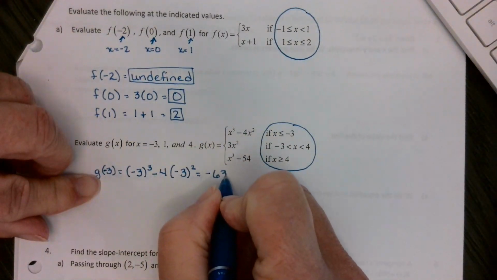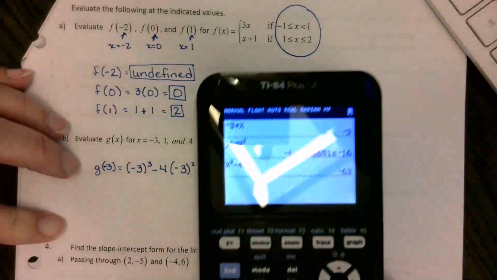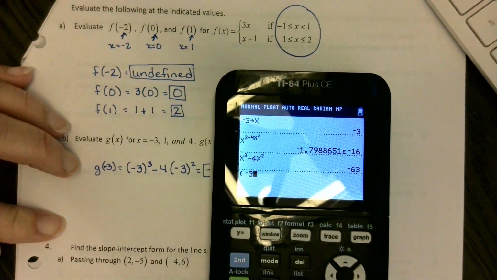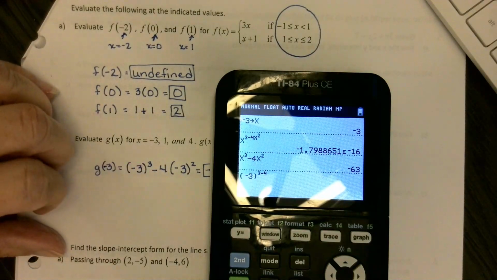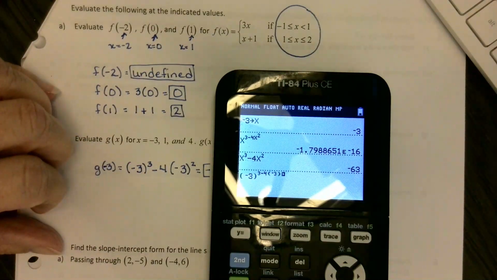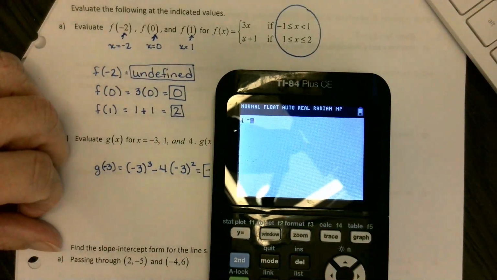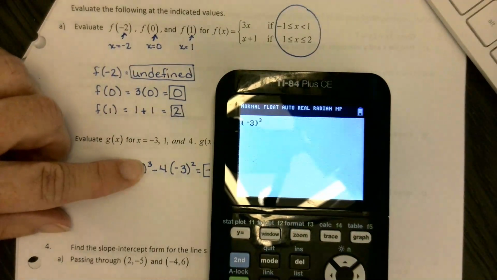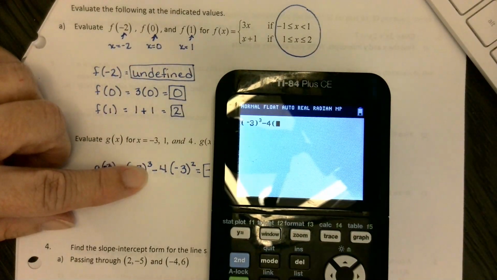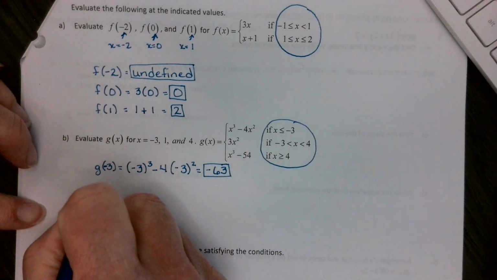Now, if you're not going to use the store button, make sure whatever you're plugging in goes in parentheses. -3 raised to the third power minus 4 times -3 squared. Oh gosh, I did it again, sorry. Let's try this again. Raised to the third power, use your right arrow key, minus 4 times -3 squared. And we get -63. Okay, next one, g of 1.